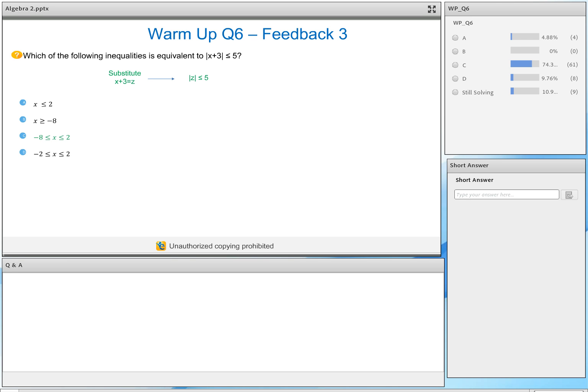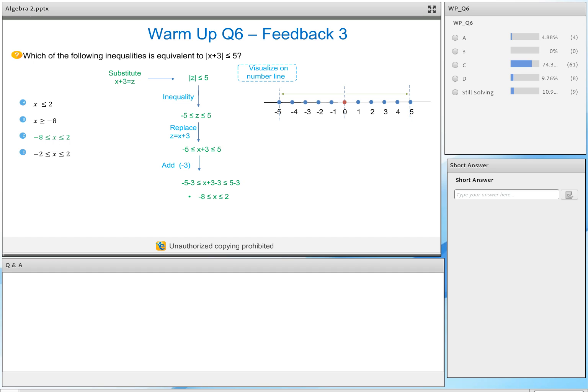Okay, so essentially over here, a very simple step-by-step method that I follow to explain it to students is that I visualize the number on the number line. So mod of z is less than or equal to 5 is basically distance from 0 all the way to 5 on both the sides, right? And then I substitute back z is equal to x plus 3, and what I get is -8 is less than or equal to x is less than or equal to 2.